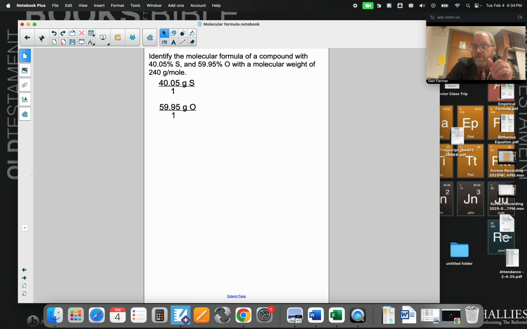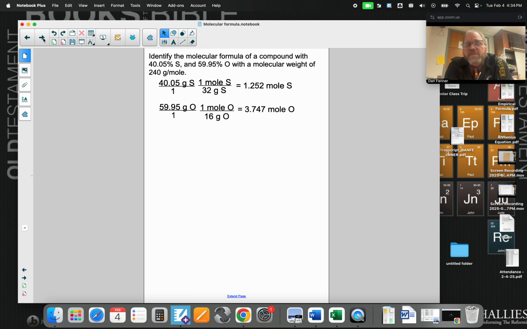So we're going to convert those from grams to moles. We're going to do that with the periodic chart again. So if you look at sulfur, sulfur is 32 and oxygen is 16. Take your calculator, take 40.05, divide by 32. Check your sig figs for the 40.05, that'd be 4 sig figs. Multiply through, get an answer. 59.95 divided by 16. Check your sig figs again, 4 sig figs. You should get 1.252 moles of sulfur and 3.747 moles of oxygen.